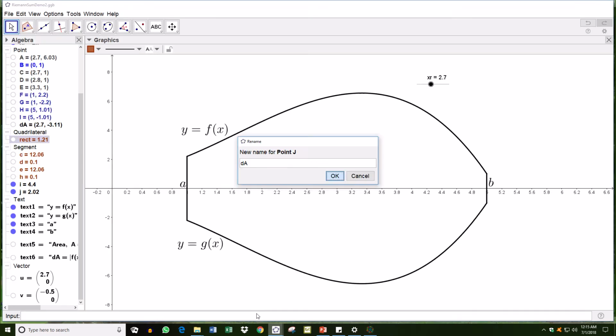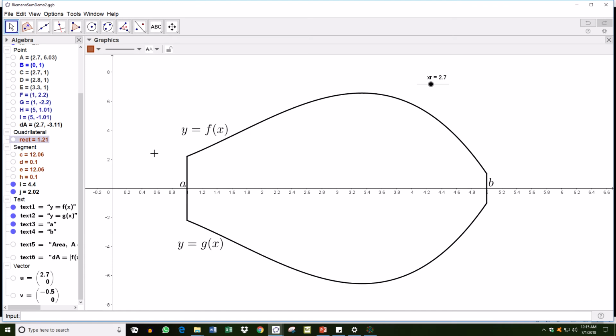Here we go. Suppose the problem is that we need to find the area between the curves y equals f of x, the top curve, and y equals g of x, the bottom curve, on an interval a to b. So x equals a to x equals b. We need to find the area between these two curves, all of this.